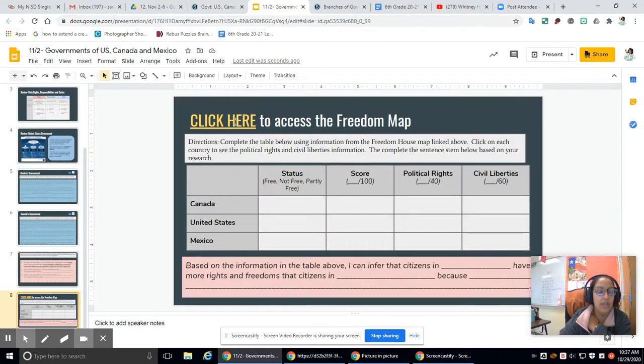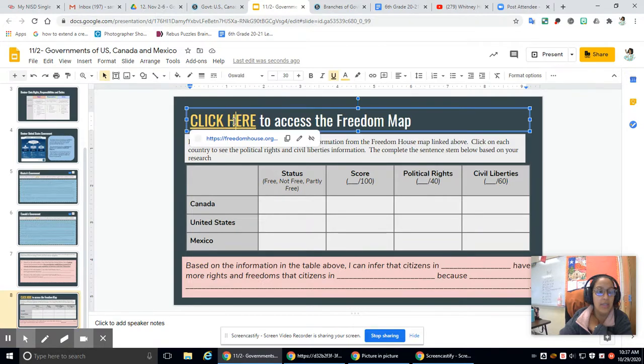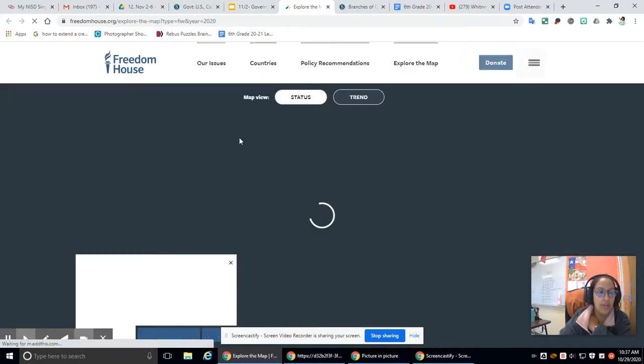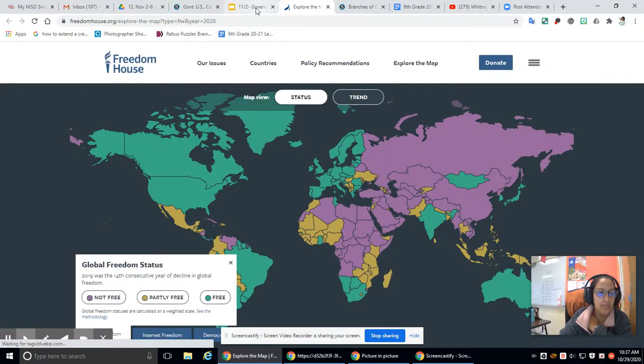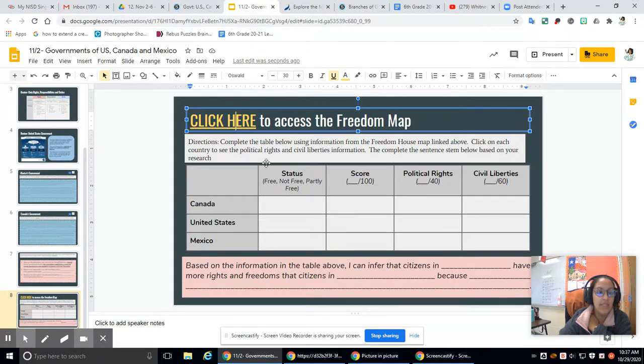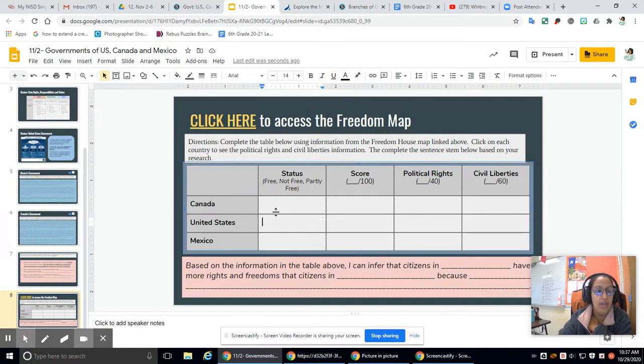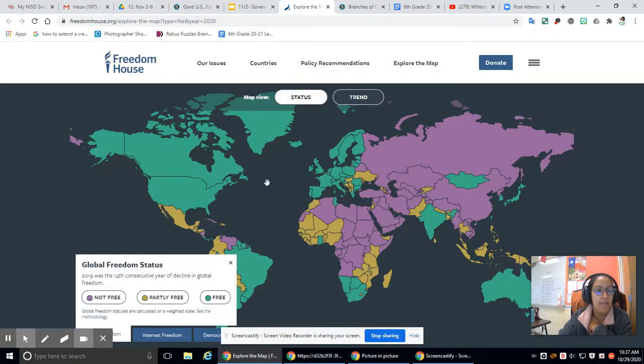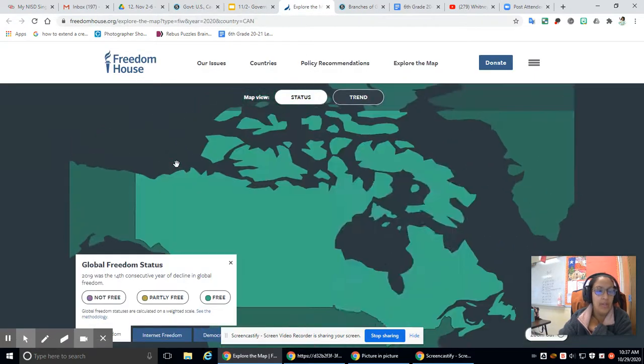On slide 8, you're going to click on this link that says click here. It's going to take you to that Freedom House map we've used before. And it says complete the table below using the information from the Freedom House map that is linked. Click on each country to see the political rights and the civil liberties information. And then you're going to complete the sentence stems below. So whichever one you want to do first, you can. I'll click on Canada.